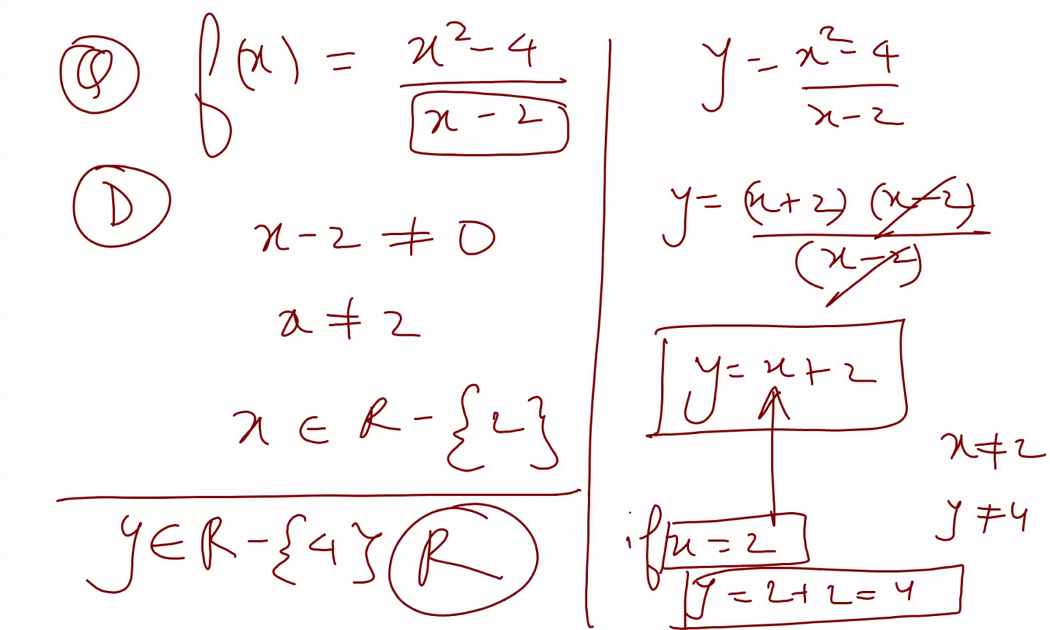This is the range calculation. See, again, I'll explain. This is y, which is x plus 2. Now, if x is equal to 2, we are considering this case. If x is equal to 2, y value will be 4. But then x can never take this value 2. Then y can never be 4. So y will be what? Any real value except 4. That's the range.